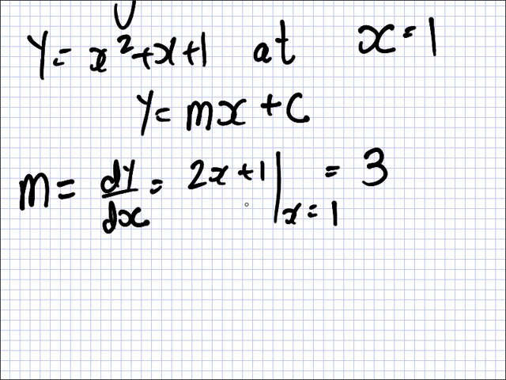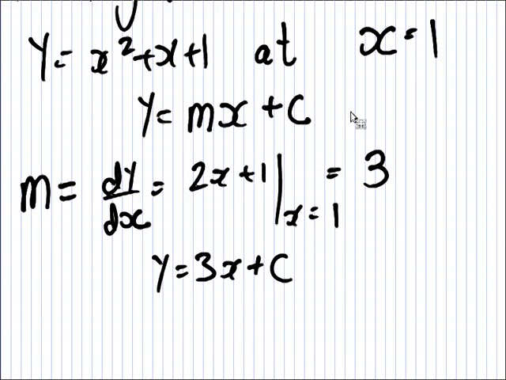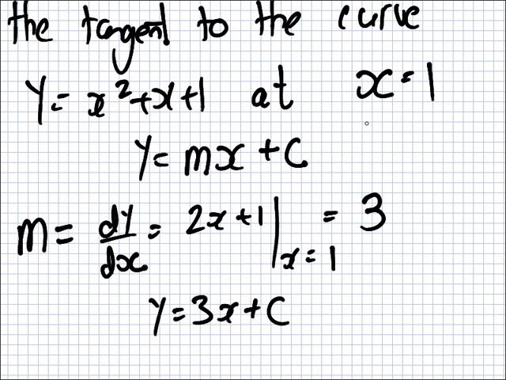Now that we have the m, all that's left to do is to figure out what the c is. And how can we do that? Any point. What's the point we're subbing in? Sub the x equals 1 into the first equation. We have to sub in a point, normally. And our point is 1, 3.